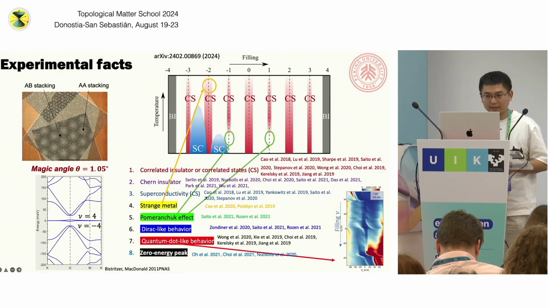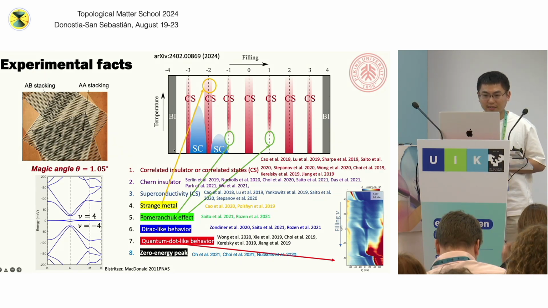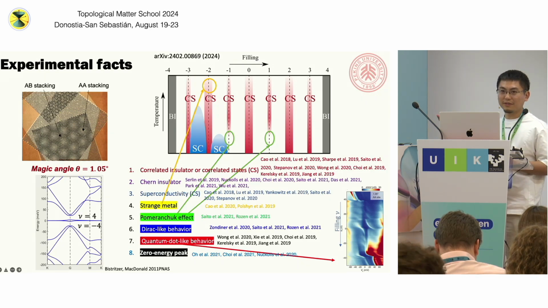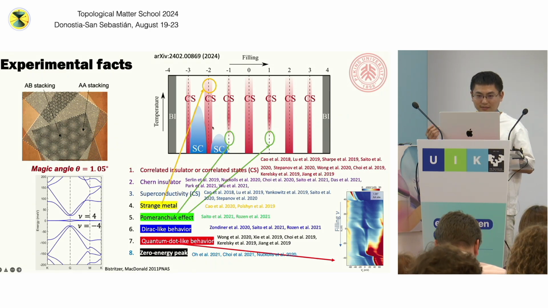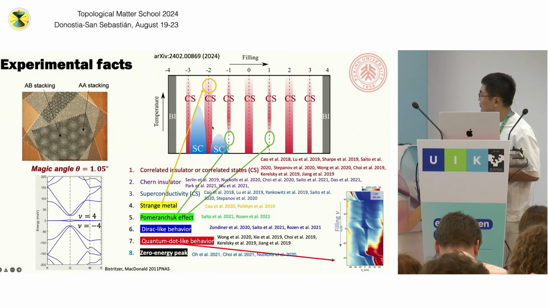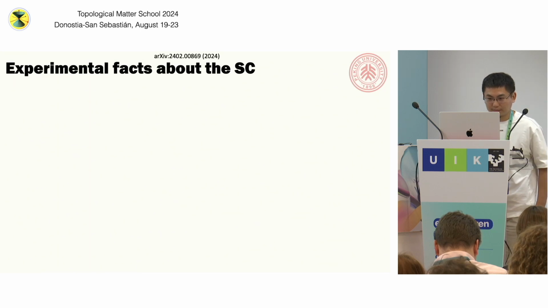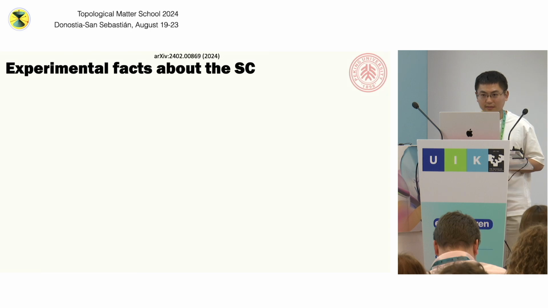I think the most striking one is the coexistence of superconductivity and correlated insulators. If we look at the phase diagram here, one may recognize that it's very similar to that of the cuprates. So I think that's why it attracts so much attention. Before the details of my talk, I would like to briefly summarize some facts about the superconductor phase in this system.